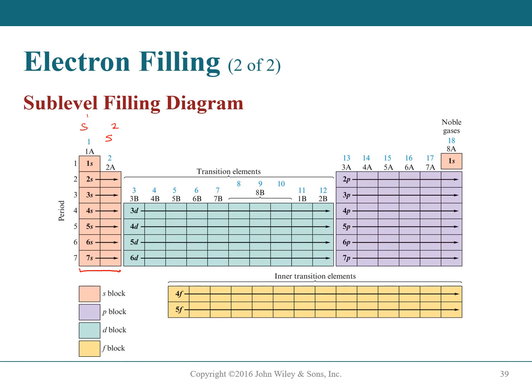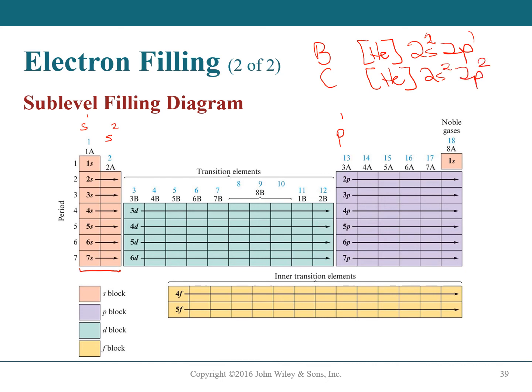Here, if we looked at boron, it ended in p1. So for boron, we had helium 2s2, 2p1. If you look at carbon, it was helium 2s2, 2p2. And this is p2. Group 4A is where I have carbon.